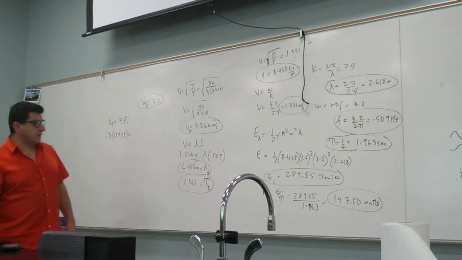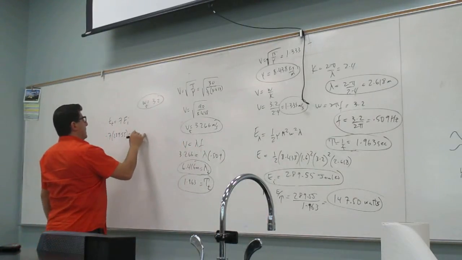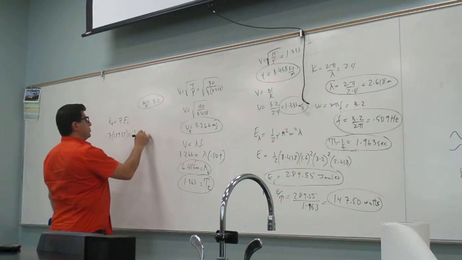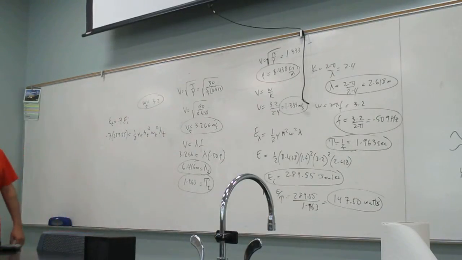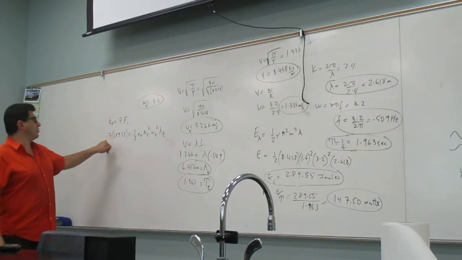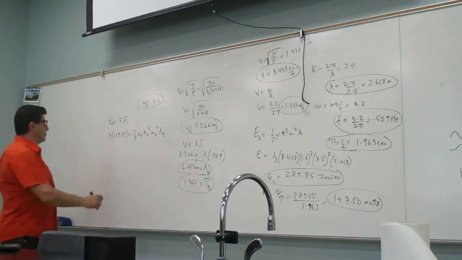Got it? So then I'm going to set that equal to half the mass density of the transmitted wave, the amplitude of the transmitted wave squared, the frequency of the transmitted wave squared, and the wavelength of the transmitted wave. Got it? So I'm using the equation all over again. That means the energy of the transmitted wave is equal to 70% of the energy of the incoming wave. So then put everything in.